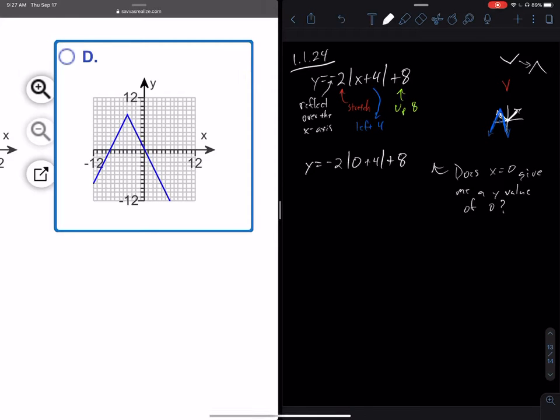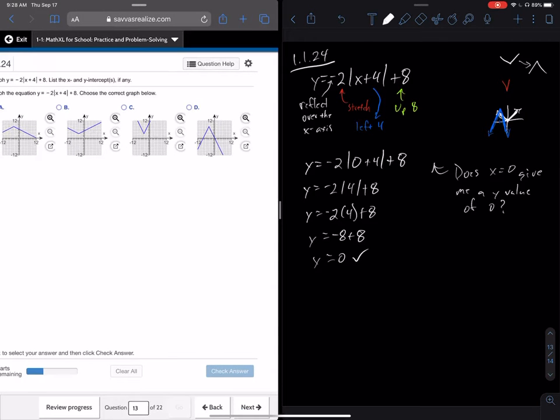Because I can test this. This is going to say, hey, this graph could be pretty accurate. So y equals -2 times the absolute value of 4, plus 8. y equals -2 times 4 plus 8. y equals -8 plus 8, which is going to be 0. All right, so that's what I was looking for. So that tells me that most likely this graph is going to be good.